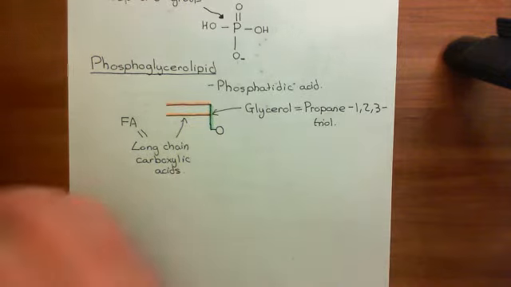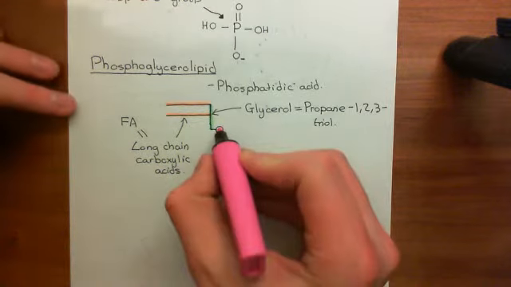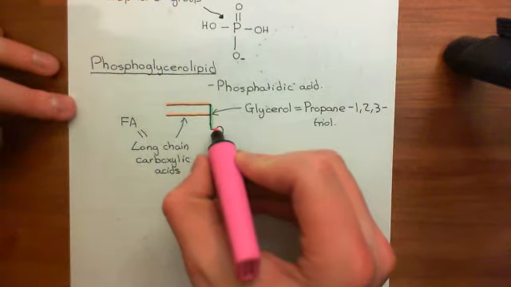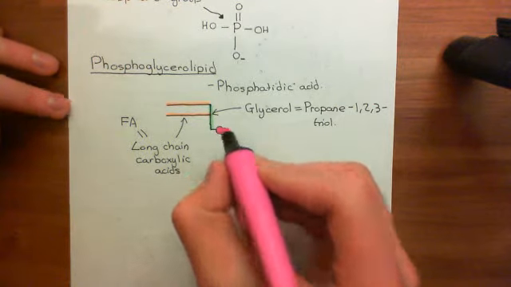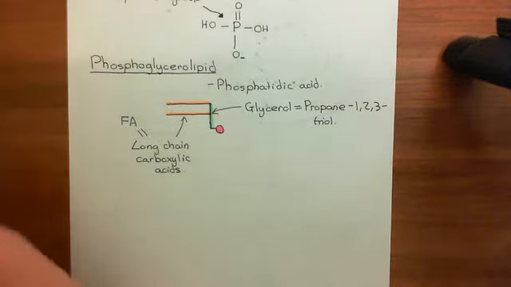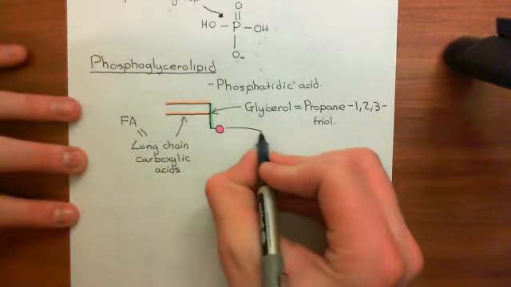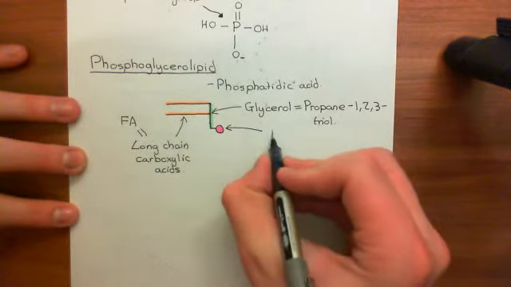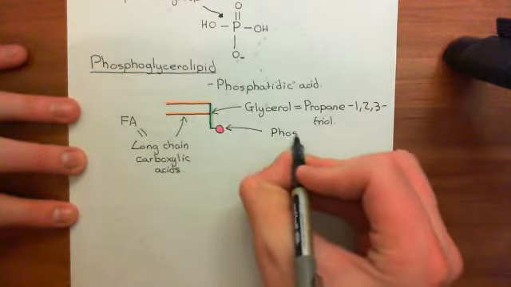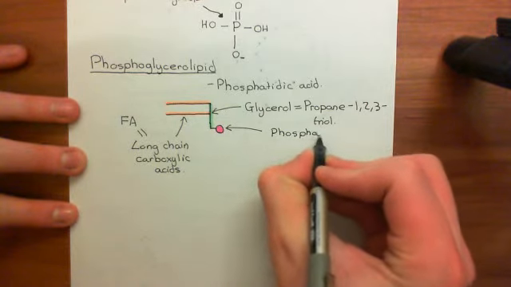Okay, right. And then, attached to the alcohol group of the third carbon, what you have in pink here is a phosphate group. So let me show you how you can attach a phosphate group onto an alcohol group of the glycerol molecule.